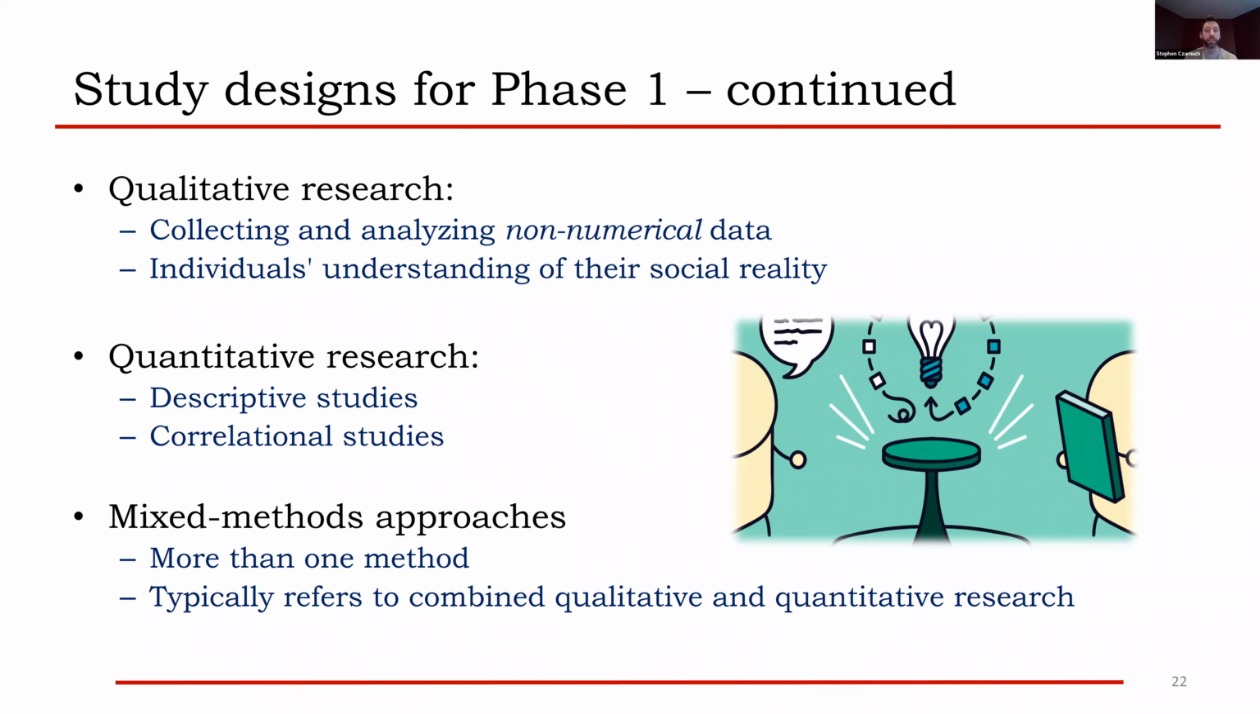Typically, though, the term mixed methods is referring to combining qualitative research with some other quantitative approach that is lower on the evidence pyramid. So whether it be cohort studies or case studies or surveys or things like that.